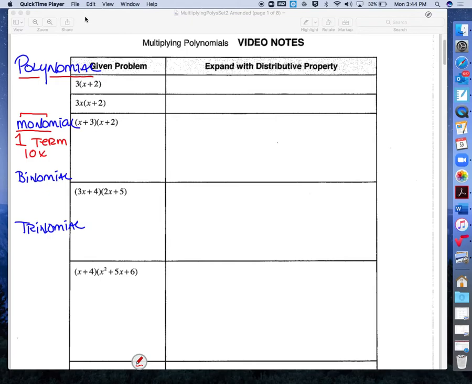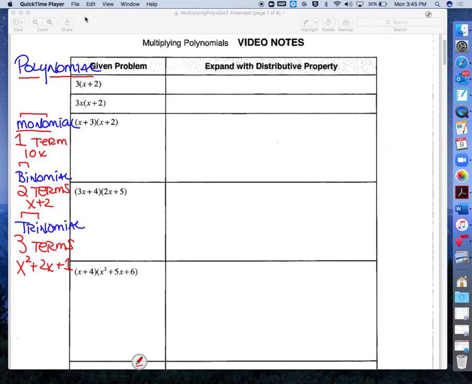A binomial, the prefix bi means two, so a binomial would be two terms, like x plus 2. All like terms have been combined, and you have two terms left that are connected by addition. Trinomial, the prefix tri means 3, so a trinomial would be 3 terms, where all like terms have been combined. Something like this. Notice that I have no like terms that are not combined. Everything that's left, each term, they are not like terms. 3 distinct terms connected by addition.